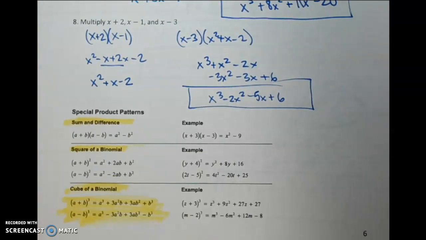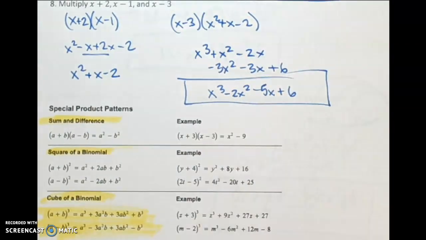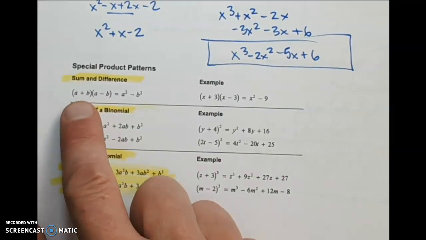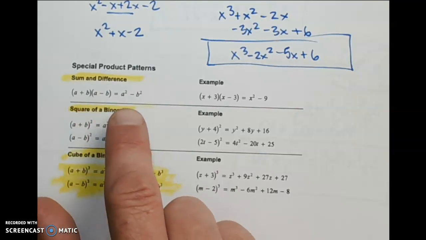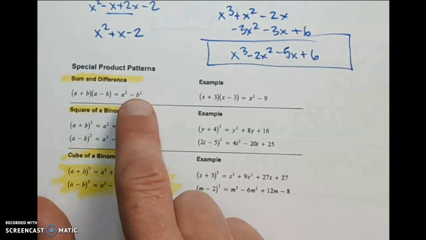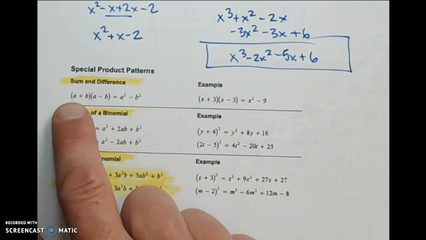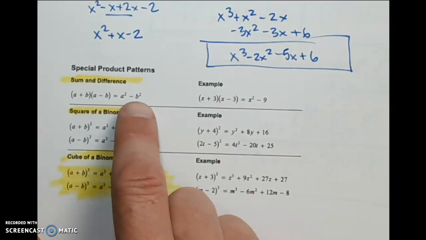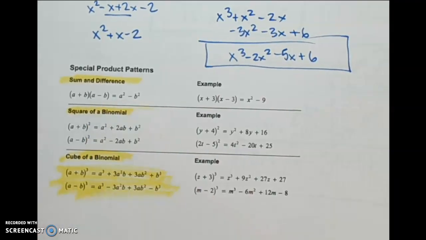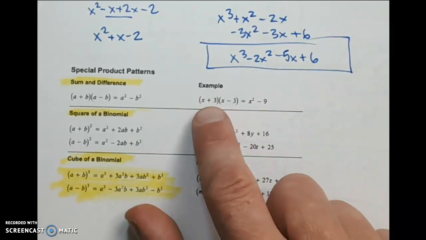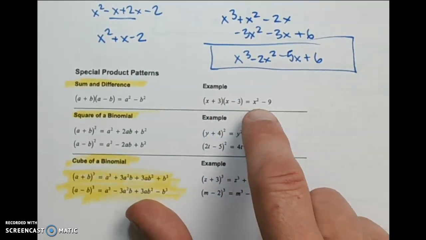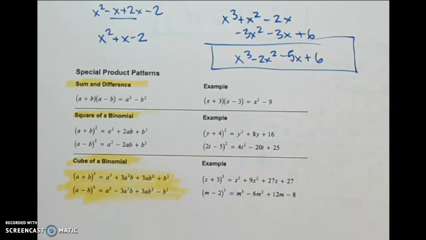Alright, the next part here is these special product patterns. The first one is if I have the exact same terms but a different sign in the middle, we're going to be left with a perfect square minus a perfect square. Really, what you're doing is you're taking your first term, squaring it, taking a minus sign in the middle, and taking your last term and squaring it. Difference of two squares is also what it's called. So if I have x plus 3 times x minus 3, I take my first term x, I square it, take the minus sign, take my 3, square it, I get 9.